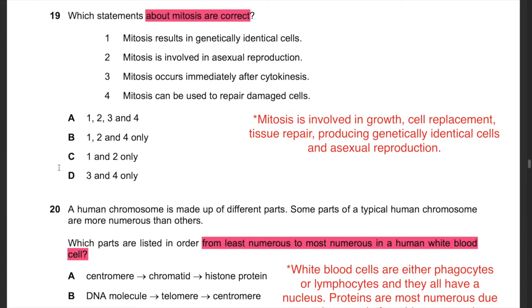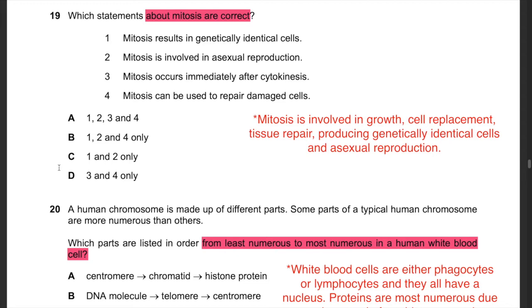Question 19. Which statements about mitosis are correct? So, one thing you should note about mitosis is that mitosis is involved in growth, cell replacement, tissue repair, producing genetically identical cells, and asexual reproduction. So, if you go through these options, option 1, mitosis results in genetically identical cells, that's correct. Option 2, mitosis is involved in asexual reproduction, that's correct.